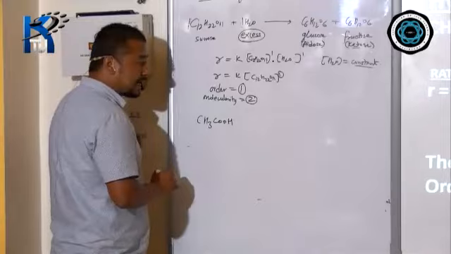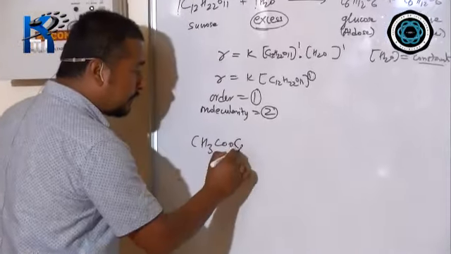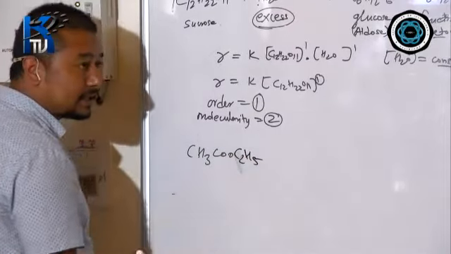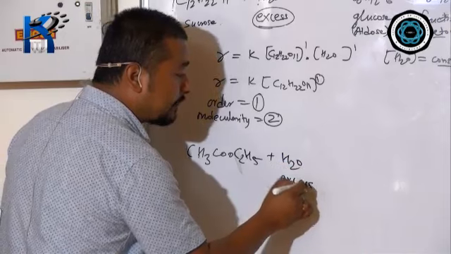CH3COOH is called acetic acid. If you remove this H, it becomes acetate. And if you put here ethyl, it becomes ethyl acetate. And this is reacting with whom? Water, which is taken in excess amount like before.